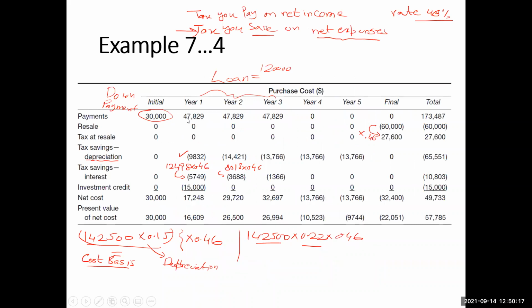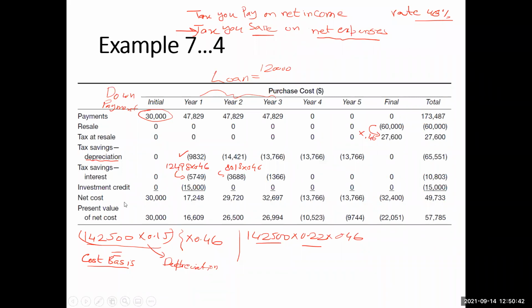So you will add up all these values. How will you add up? 47,829 minus 9832 minus 5749 minus 15,000. That will make it 17,248. Okay. 47,829 minus 14,421 minus 3688, that will make it 29,720. And similarly, you will get all these values.